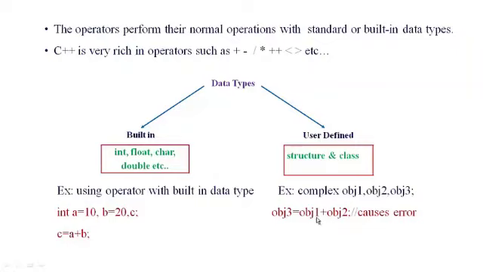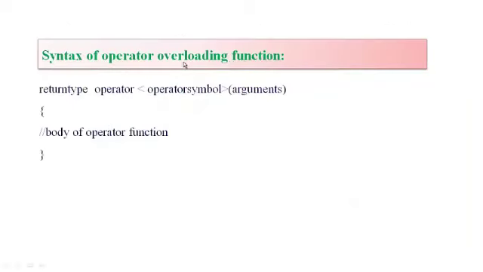When we apply these operators with a user-defined data type, then we have to define an operator overloaded function. So, in C++, we can make operators work for user-defined classes by using an operator function. This is the syntax for the operator overloading function.